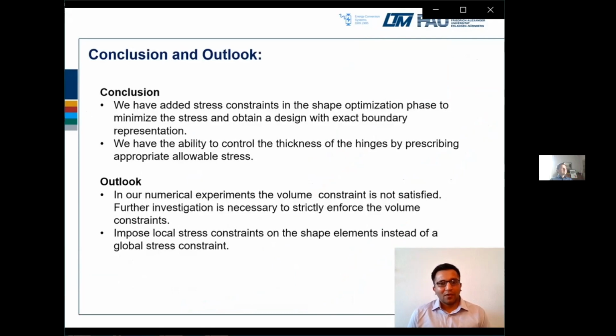In conclusion, we have added stress constraint to the shape optimization phase to minimize the stresses and obtain a design with exact boundary representation. We have the ability to control the thickness of the hinges by prescribing the appropriate allowable stresses. As an outlook, in our numerical experiments, the volume constraints were not satisfied. Further investigation is necessary to strictly enforce the volume constraint. Also, we can impose local stress constraint on the shape elements instead of a global p-norm stress constraint.